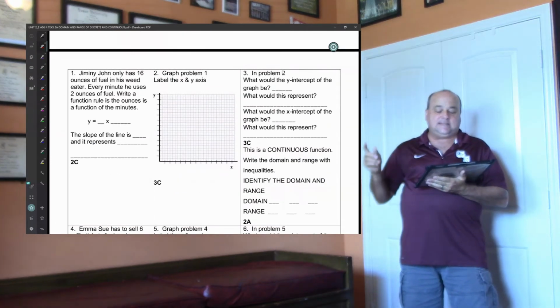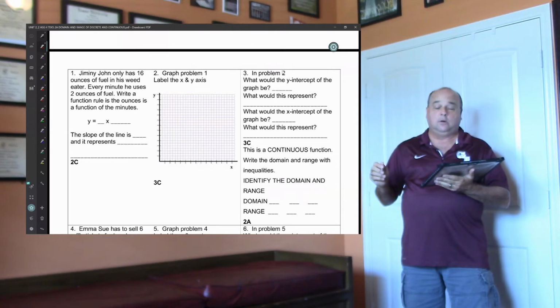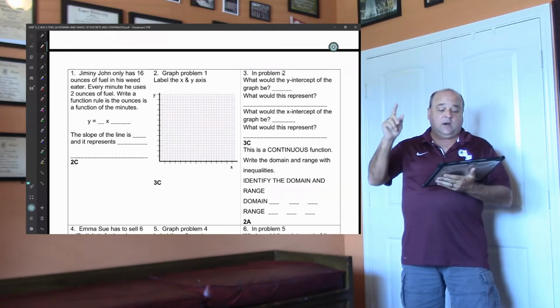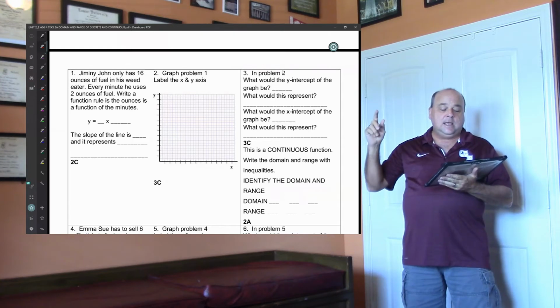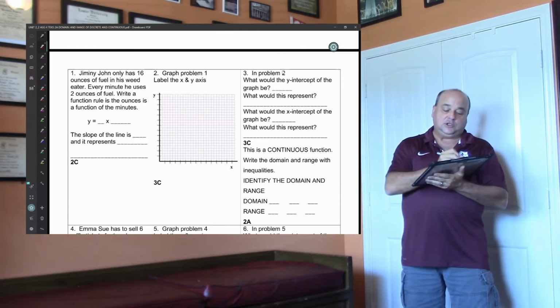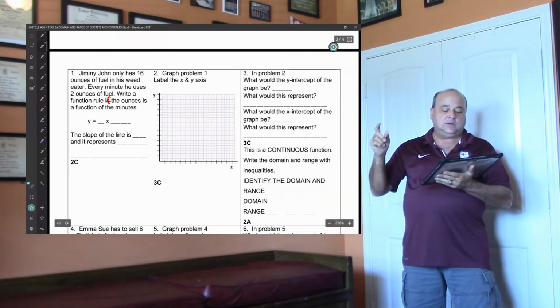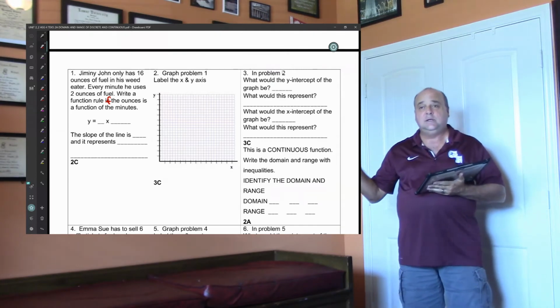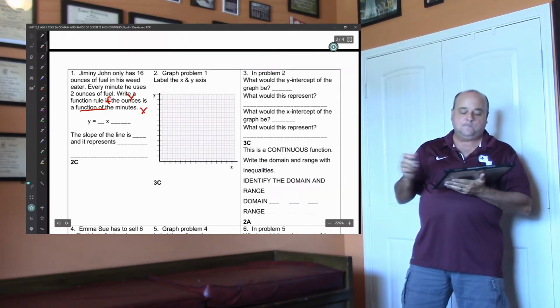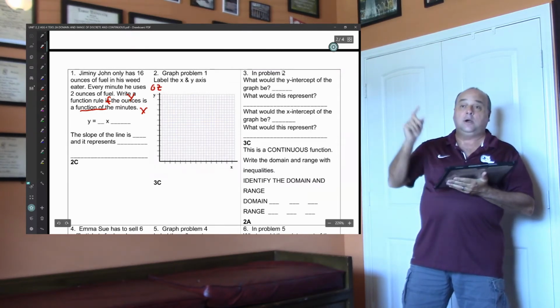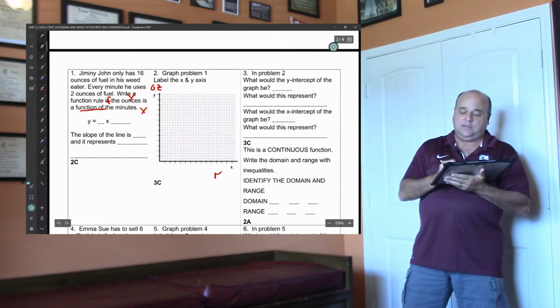Okay, number 1. Jiminy John only has 16 ounces of fuel in his weed eater. Every minute he uses 2 ounces of fuel. Write a function if the ounces is a function of the minutes. Okay, so underline function of, the ounces will be our y and the minutes will be our x, won't it? So the ounces are going to be our dependent variable and the minutes will be our independent variable.